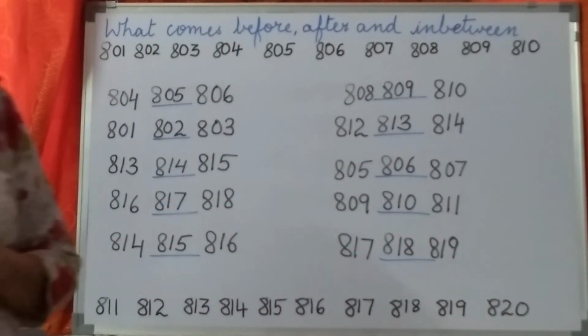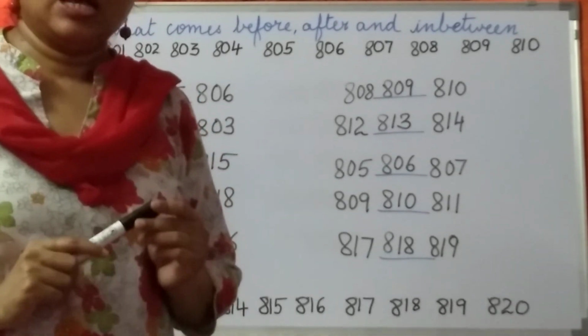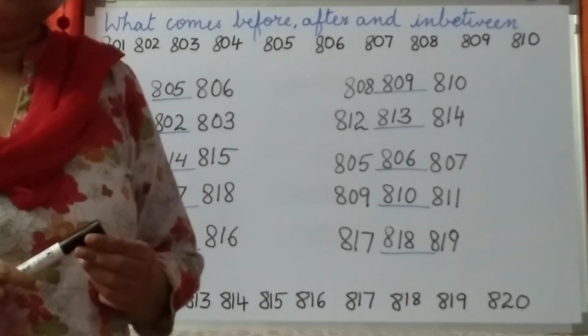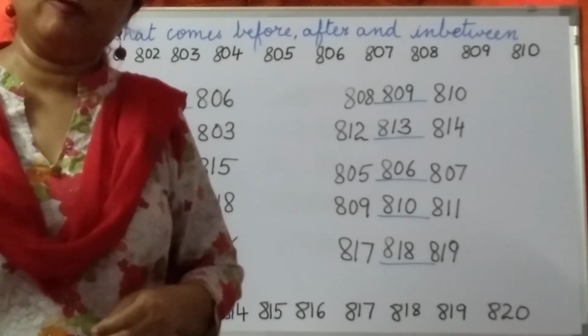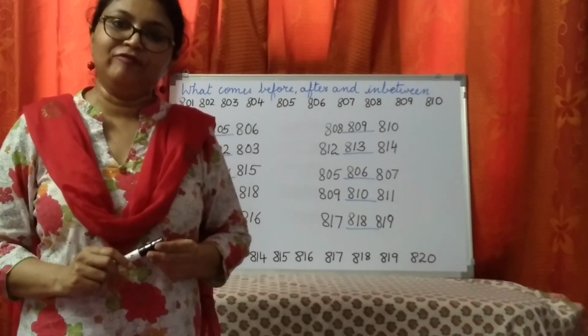So this is how you are going to do your what comes before, after and between. Now I am going to set some exercises for you and you are going to do what comes before, after and between neatly in your maths copy number 4.